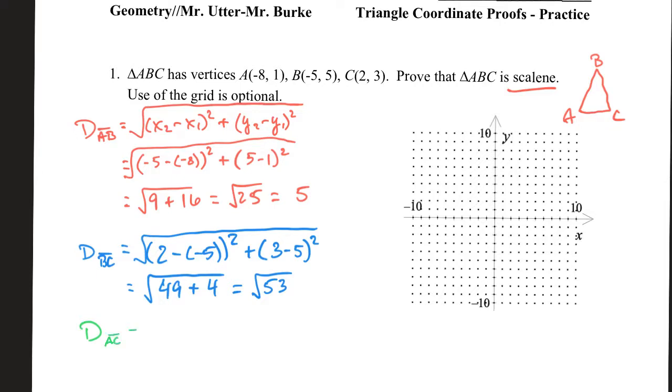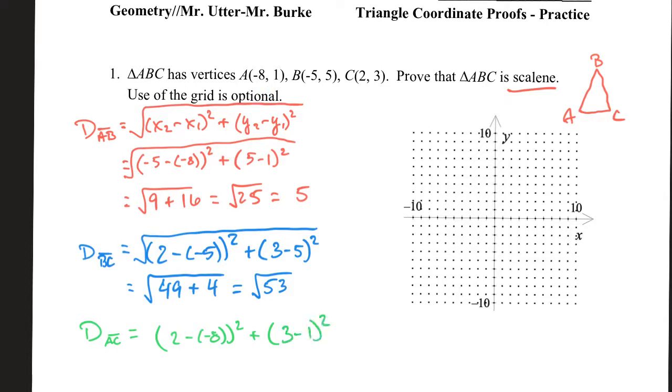So AC. Again, I'm just going to plug in. So we've got A and C here, so I've got to be careful. My x2 is this 2 right here, and I'm subtracting a -8. 2 subtract -8, quantity squared. Now what do I have? My y2 is this 3, and I'm subtracting 1.